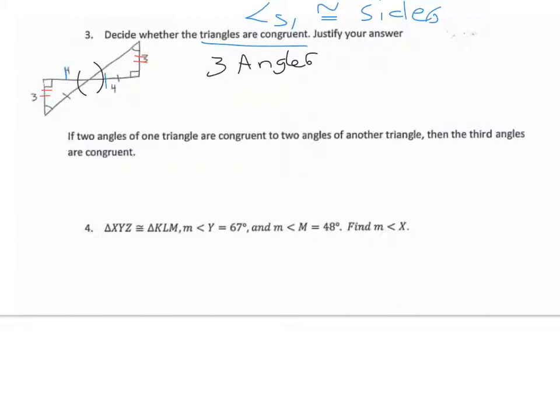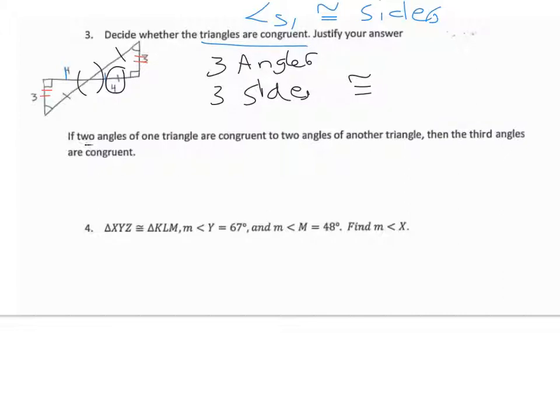Actually, this mark I think is supposed to be over here because this 4 doesn't have one. So I do have 3 angles and 3 sides that are congruent. So they are congruent.